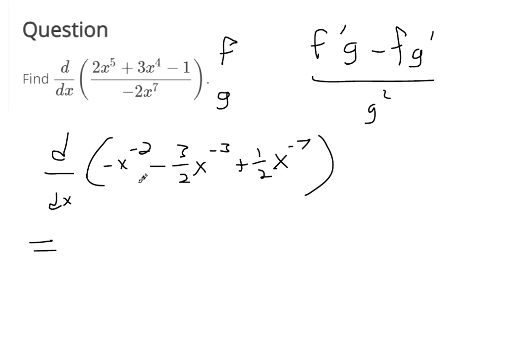And now we can evaluate each derivative. The negative 2 comes down and gets reduced by 1. The negative 3 comes down and gets reduced by 1. And the negative 7 comes down and then gets reduced by 1. So there's your derivative.